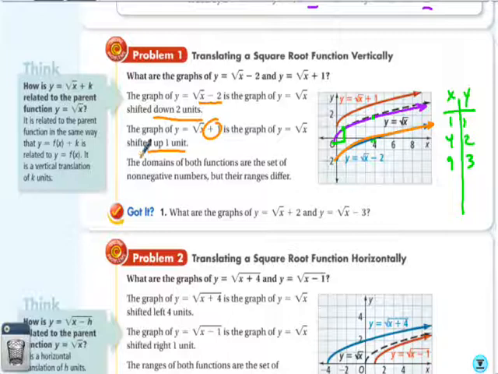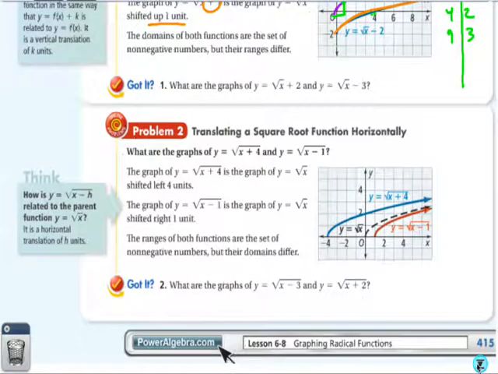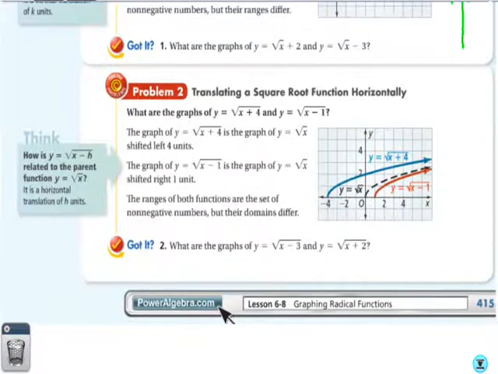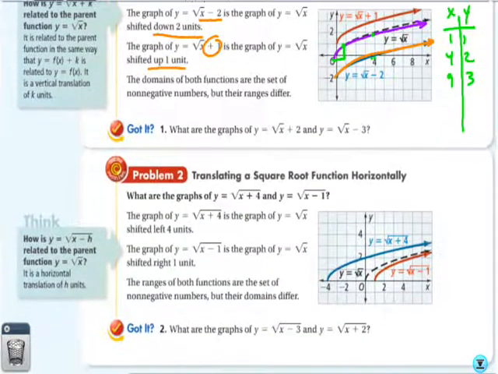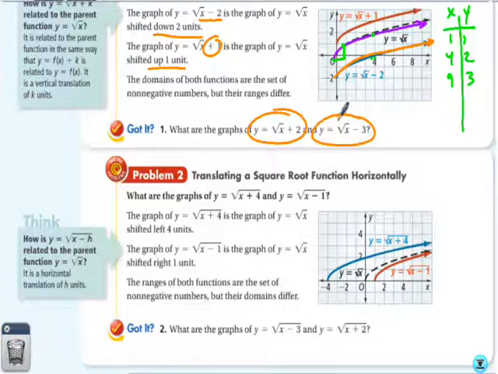What would the graphs of y equals the square root of x plus 2 and y equals the square root of x minus 3, what would those graphs look like? So on the graph paper that hopefully you have or you grabbed from the back of the room, let's go ahead and try and replicate these graphs right here, y equals the square root of x plus 2 and y equals the square root of x minus 3. Go ahead and pause the video and do that now.